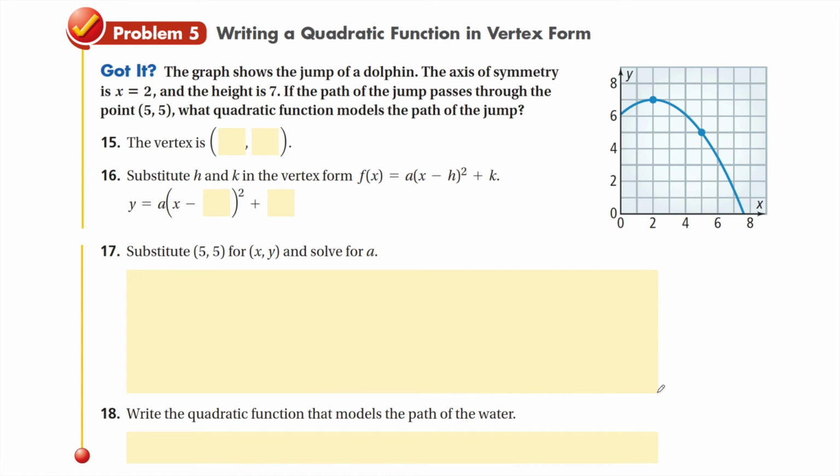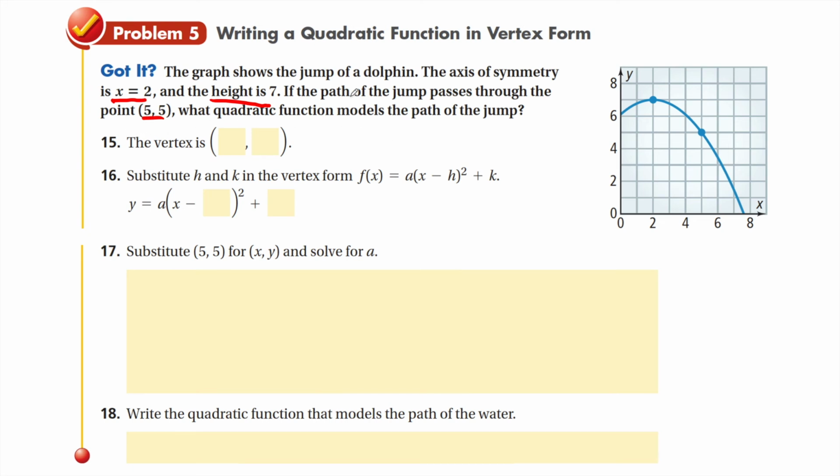Problem number 5, writing a quadratic function in vertex form. The graph shows the jump of a dolphin. The axis of symmetry is x equals 2, very important, and the height is 7, also very important. If the path of the jump passes through the point (5, 5), also important, what quadratic function models the path of the jump?